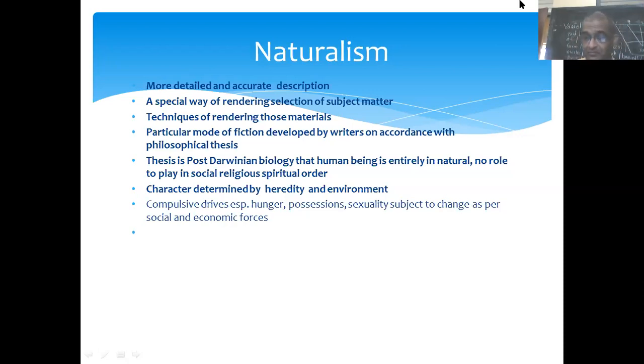It's a particular mode of fiction that was developed by the authors in accordance with the philosophical ideas and concepts that were propounded by the authors during the post-Darwinian thesis and innovation.